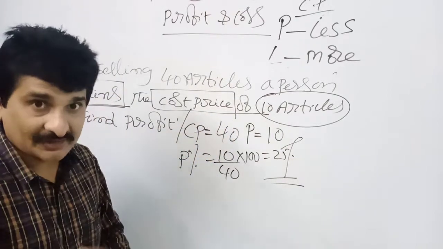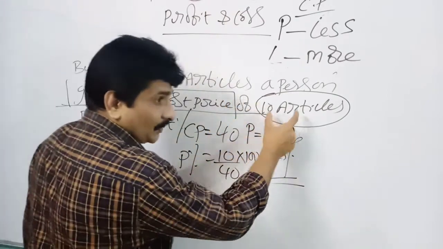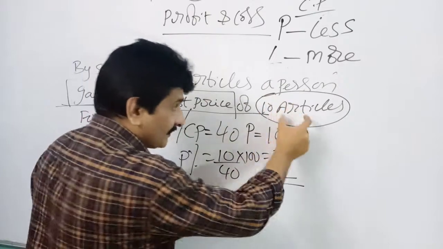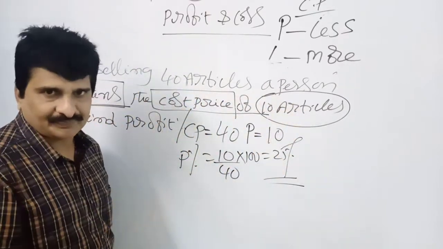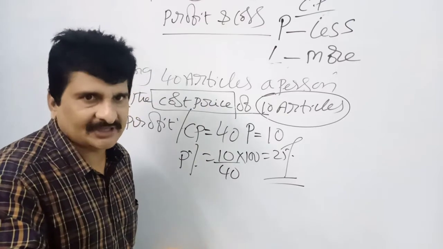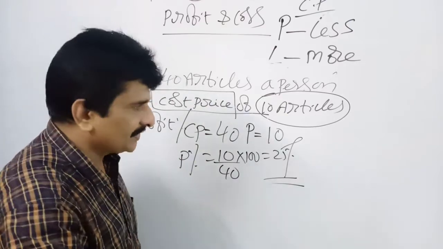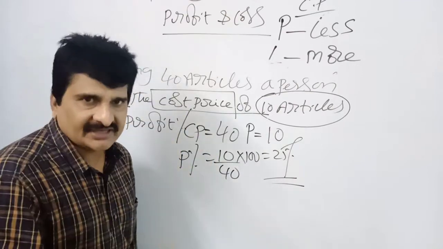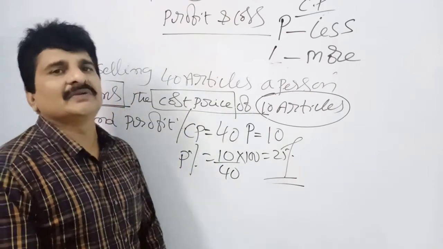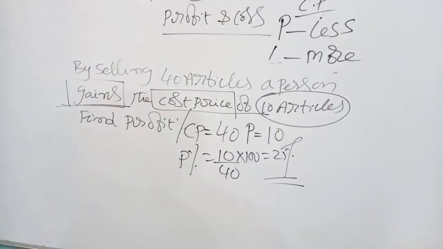What is the trick I told? Before the articles for the profit or loss, he may mention CP of or SP of. If he mentioned CP of, the remaining value will be the CP. If he mentioned SP of, the remaining value will be SP. That's all. Now we'll go for the next question.